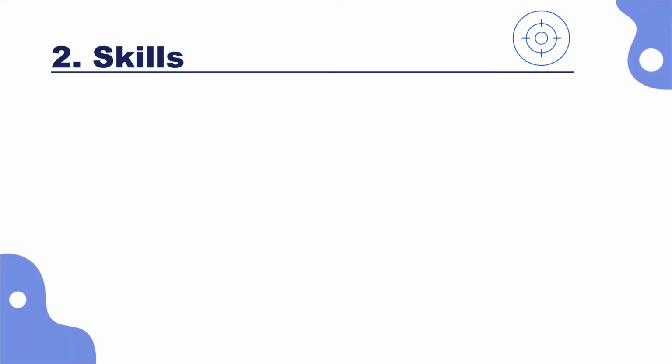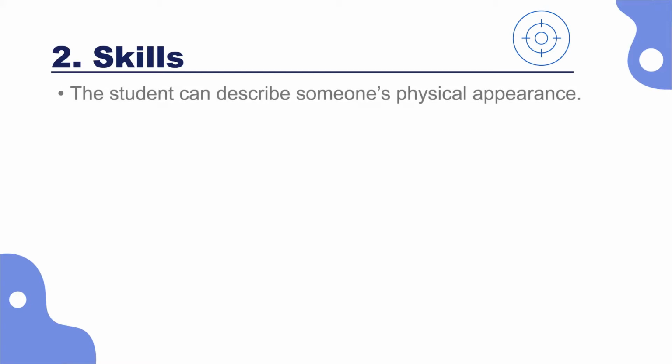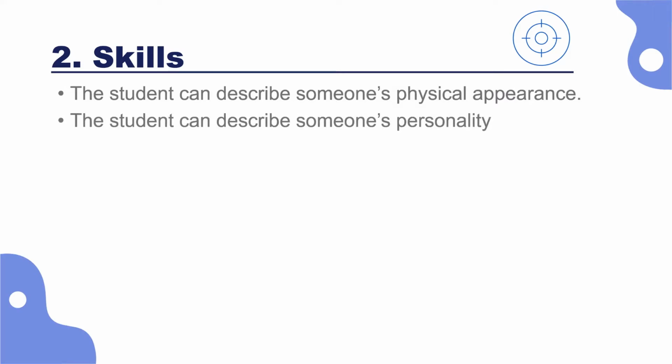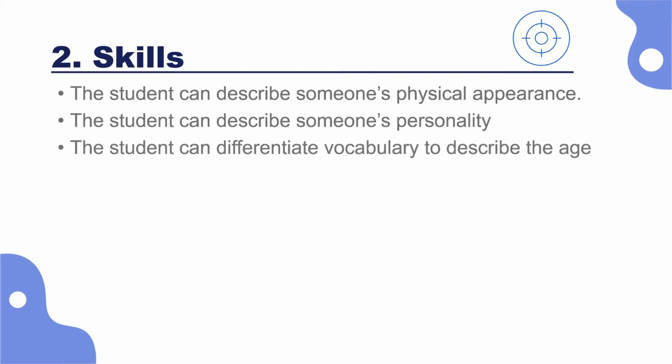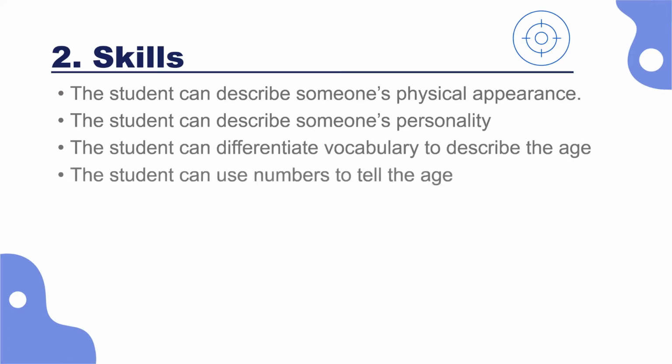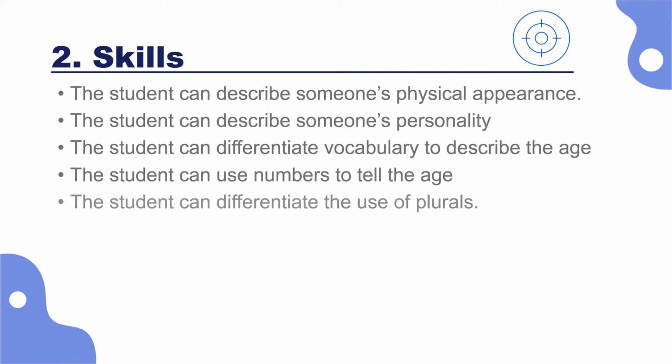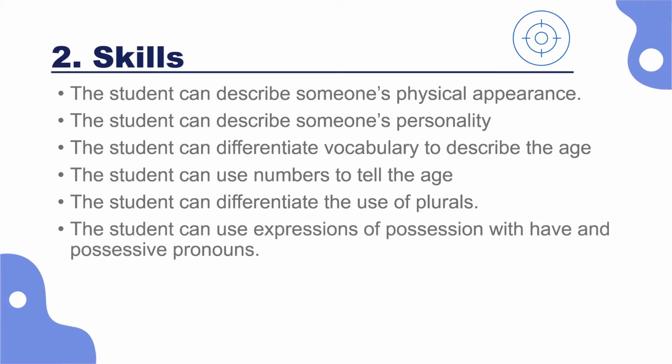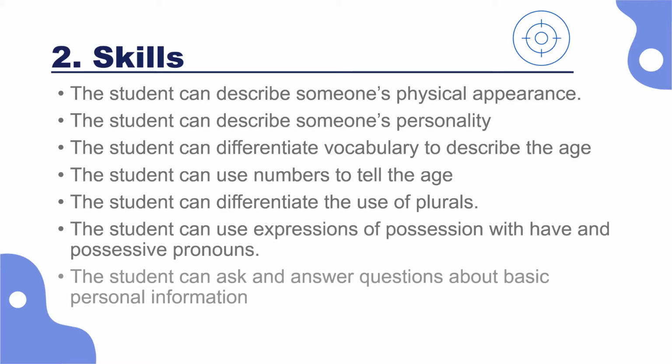Now, let's analyze what skills the student needs to develop in this unit. The student needs to be able to describe someone's physical appearance, to describe someone's personality, to differentiate vocabulary to describe the age, to use numbers to tell the age, to differentiate the use of plurals, to use expressions of possession with have and possessive pronouns, to ask and answer questions about basic personal information, and these skills will integrate in a contextualized scenario for a communicative response.